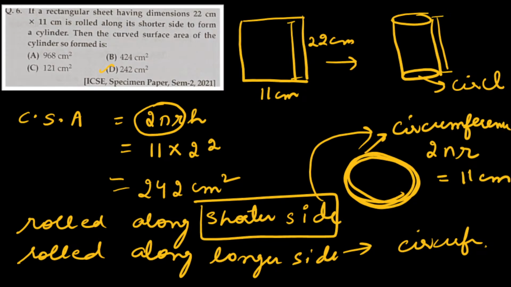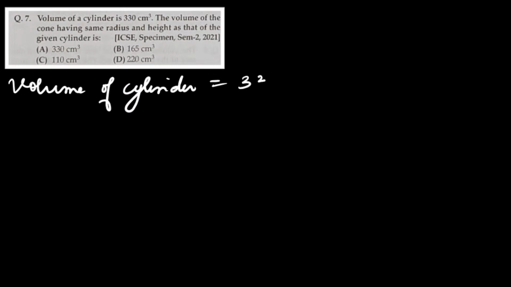Let's do now next question. Question number 7. So what is given to us? Volume of a cylinder is given to us. Volume of cylinder is 330. Let's write the given things. Volume of cylinder is equals to 330 centimeter cube.